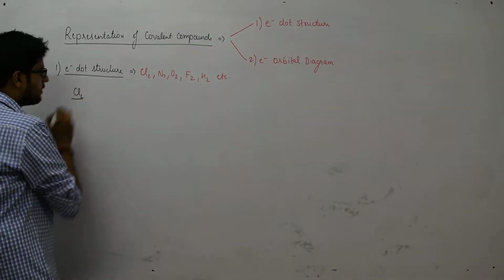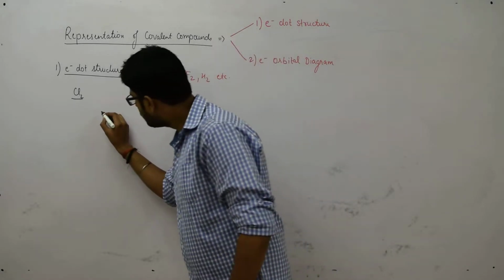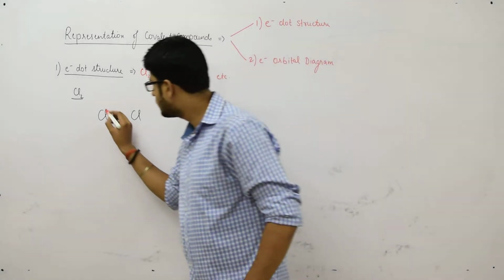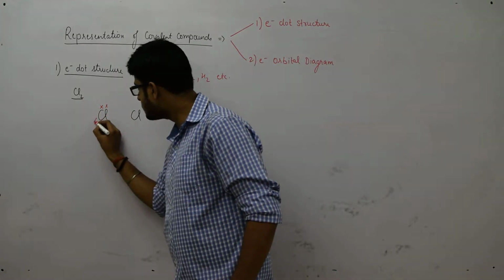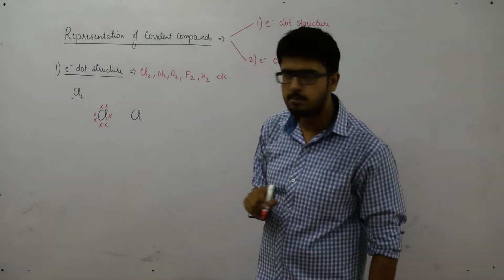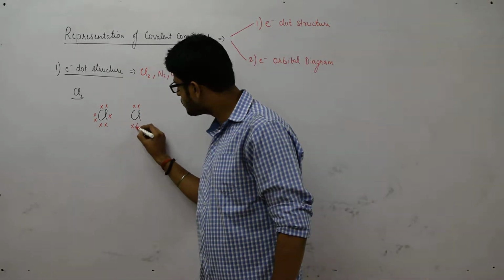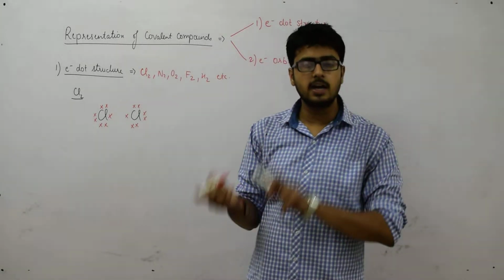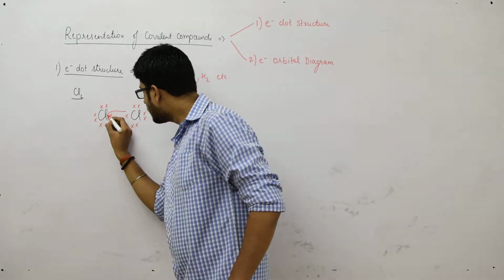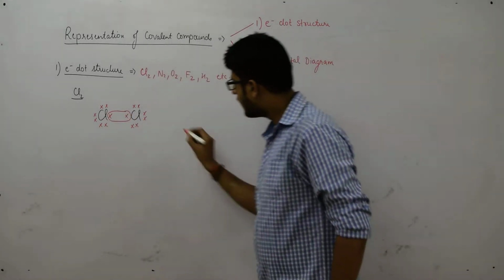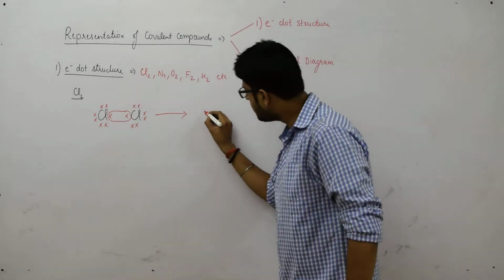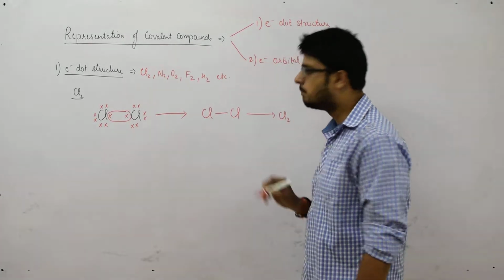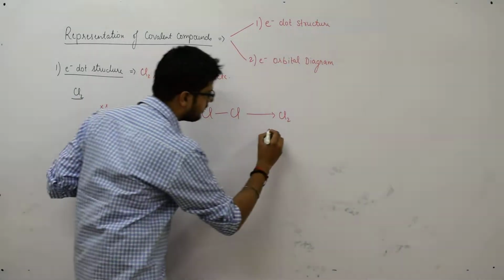In case of chlorine, we have two chlorine atoms, and both the chlorine atoms have 7 electrons in their outermost shell. We are going to represent the electrons by crosses. These are the 7 electrons of the first chlorine atom, and again we have 7 electrons of the second chlorine atom. Since both of them need one more electron to attain an octet, they will share one electron, and hence a single bond will be formed between them, and it will lead to the formation of the chlorine molecule. This is our chlorine molecule.